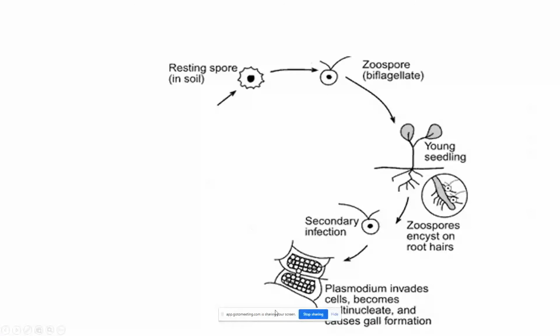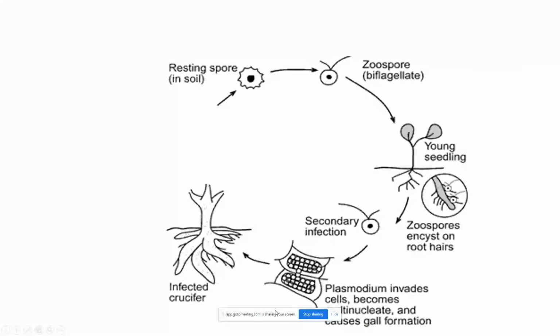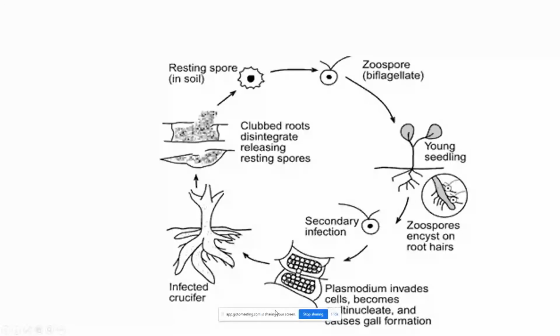So it forms a feeding structure called the plasmodium. This invades the inner cells of the root tissue, and it causes these club-shaped swellings on the roots. Inside of those clubs, the pathogen then forms more resting spores. At the end of the season, after the crop is harvested, the roots disintegrate and these resting spores are released back into the soil. Now, this resting spore is a really critical part.